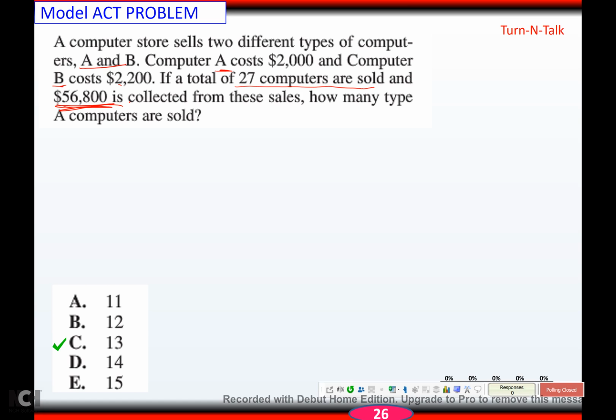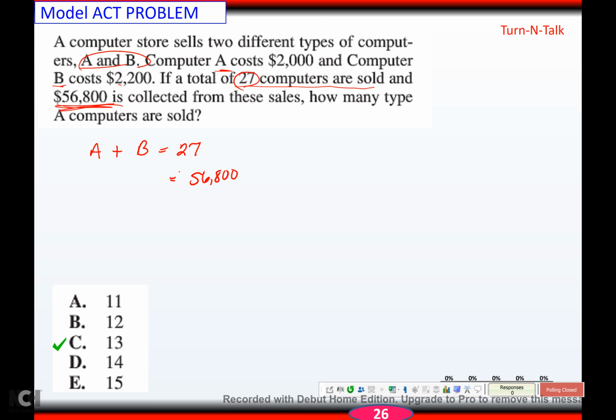They're giving you 2 things, and they're giving you 2 different totals about them. One, they're telling you have a total of 27 computers. So that means I would add up the number of A computers plus the number of B computers, and that has to add up to a total of 27 computers. They also give me a total that I made $56,800 off of the sale of these computers.